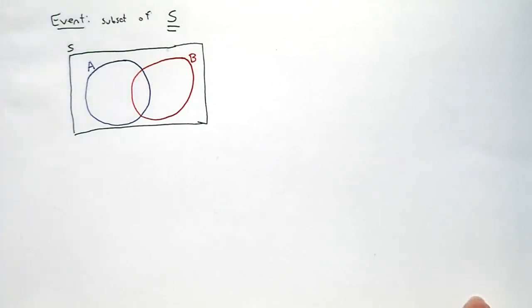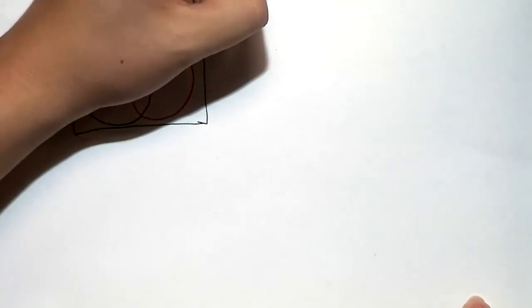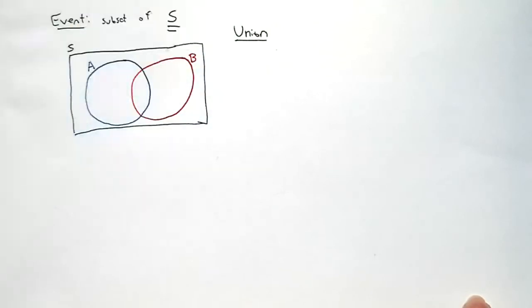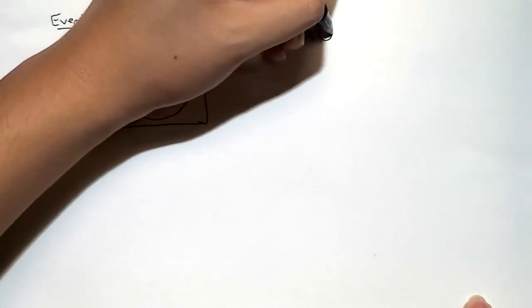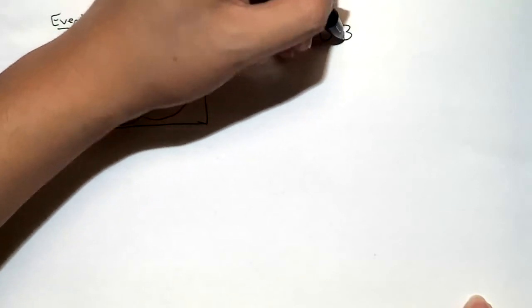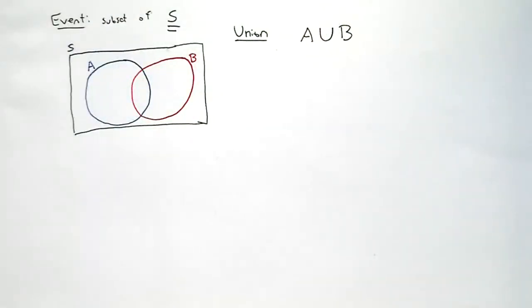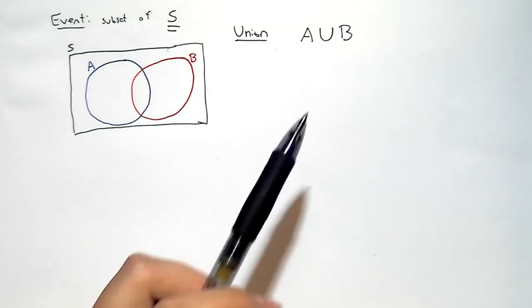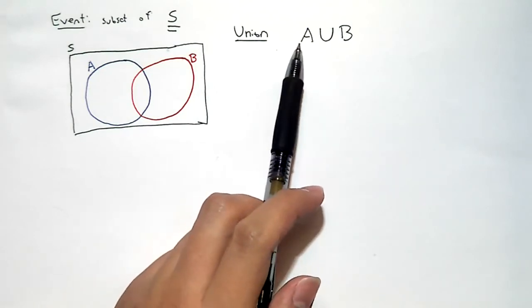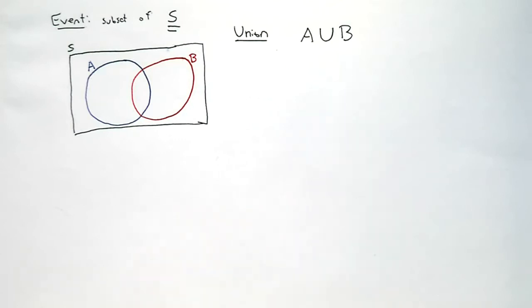So the first set operator we're going to talk about today is the union. The union is represented with this big U sign. And essentially, it consists of all the outcomes that are included in either, in this case, A or B. So union is all the outcomes that are in A or B.